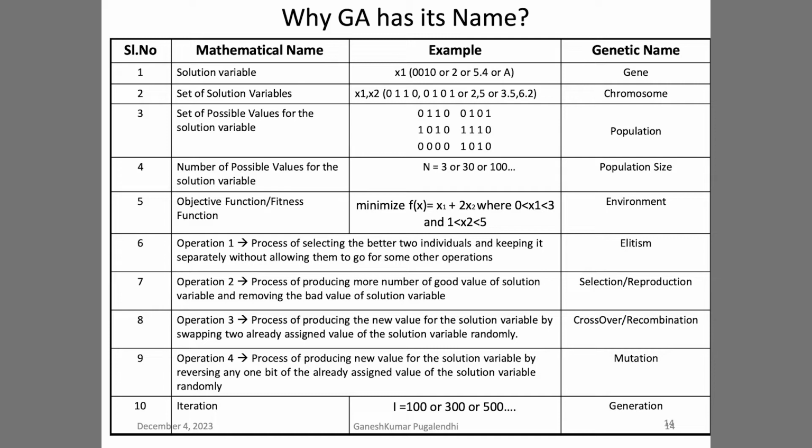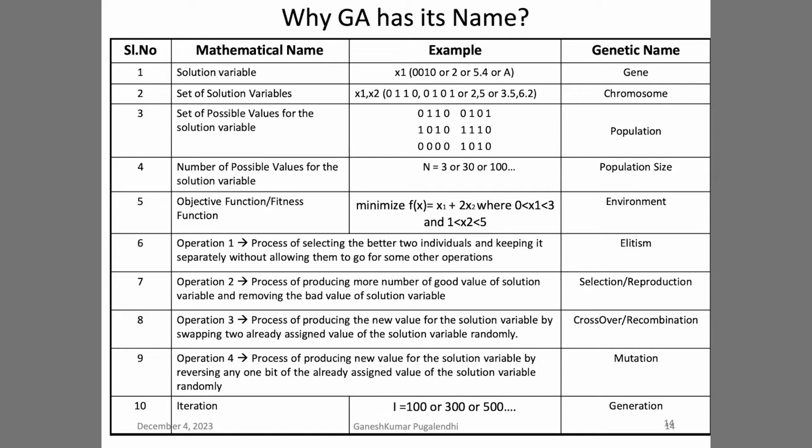If x1 and x2 are put together, then it is called a chromosome, whereas in mathematics we call it the set of solution variables. The set of possible values for all the solution variables is called the population in the genetic algorithm context, whereas in general it is called the number of possible values for the solution variable.